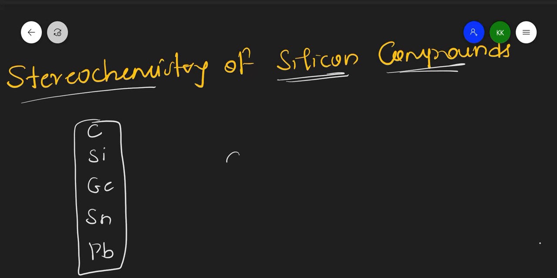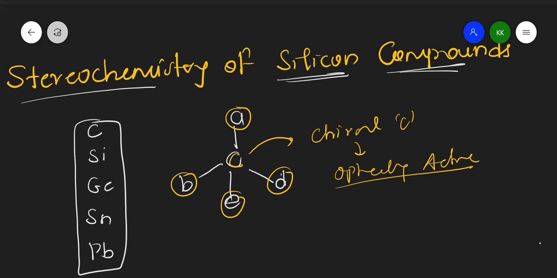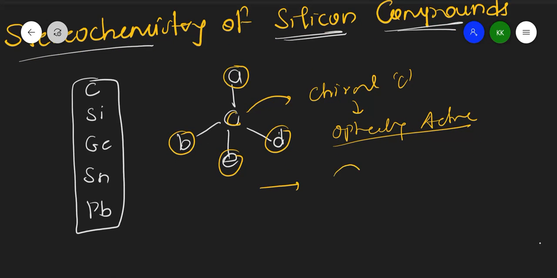In carbon we have seen that if a carbon is attached to different atoms A, B, C and D, let me not call it C, it is E. So if a carbon is attached to different atoms A, B, E and D, this carbon we call an asymmetric or chiral carbon, and these carbons are optically active. They have the ability to rotate plane polarized light towards right or towards left. If it rotates towards right, we call it dextrorotatory. If it turns towards left, it is called levorotatory. These things we have studied.